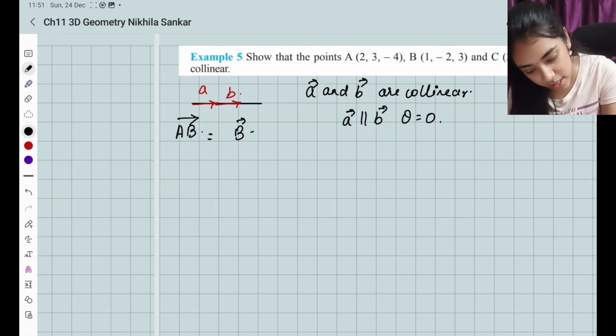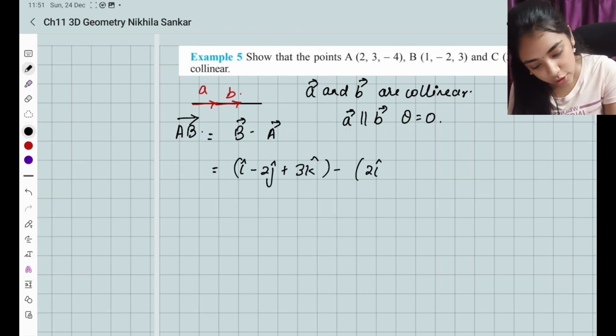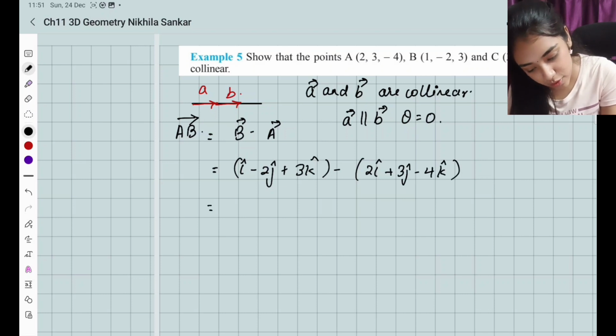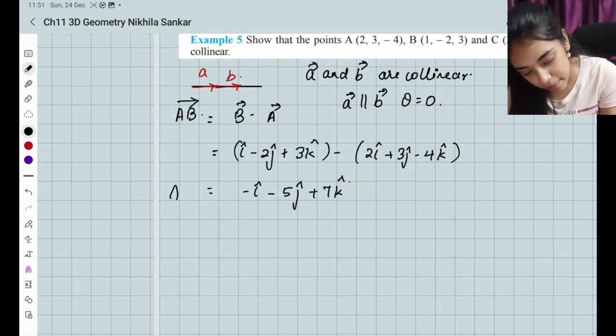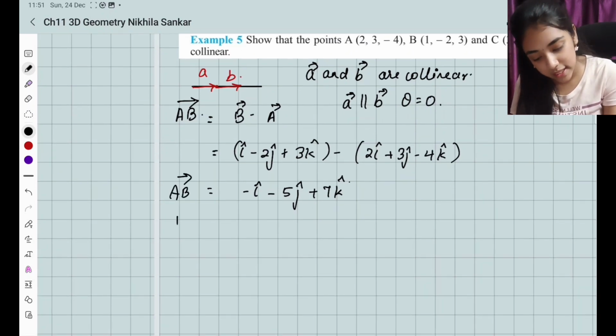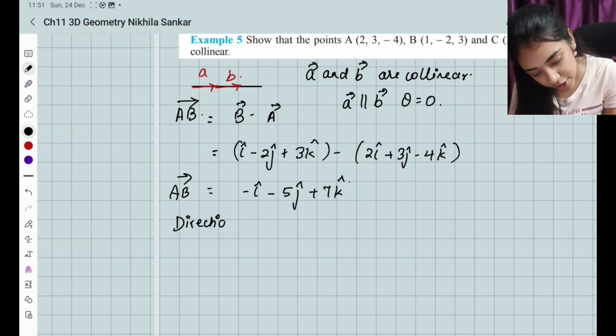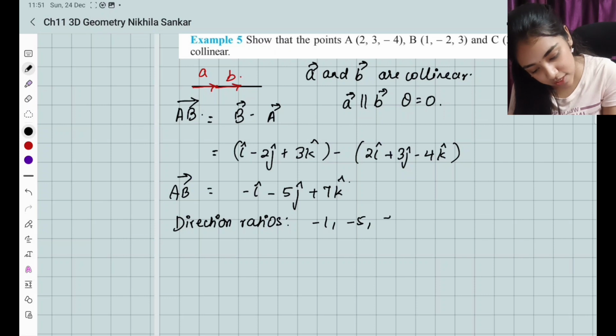So this is going to be B minus A, which is going to be I cap minus 2J cap plus 3K cap minus A cap, which is 2 I cap plus 3J cap minus 4K cap. So this is going to be minus I, minus 2 minus 3, which is minus 5J cap, 3 minus of minus 4, so plus 7K cap. So AB is going to be something like this. What are the direction ratios for this? So direction ratios are the components. So minus 1, minus 5 and 7.